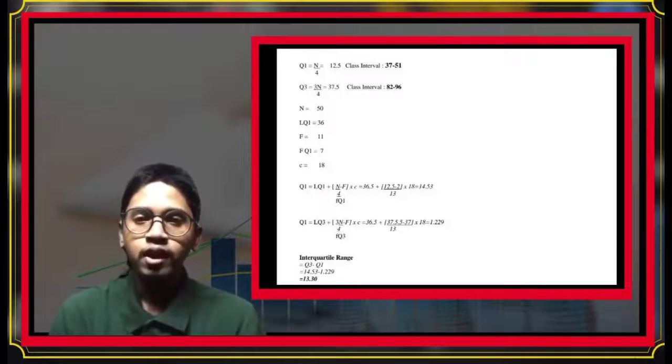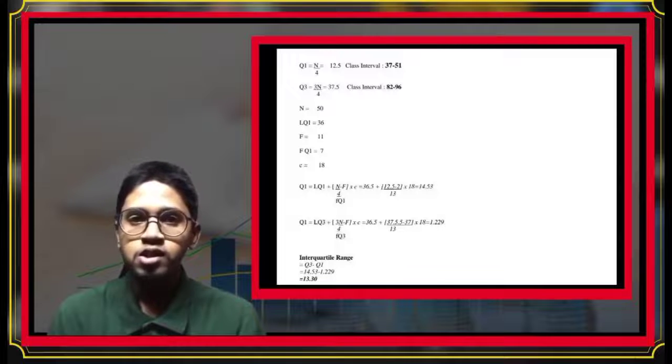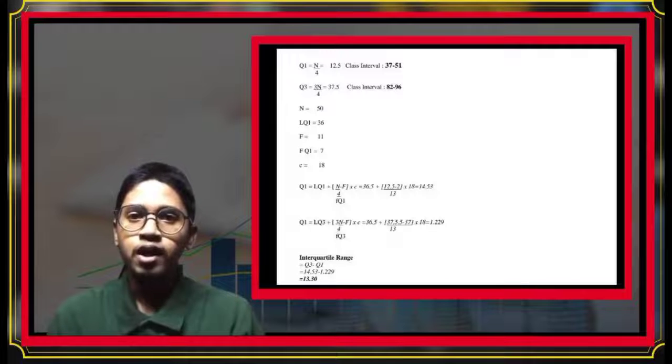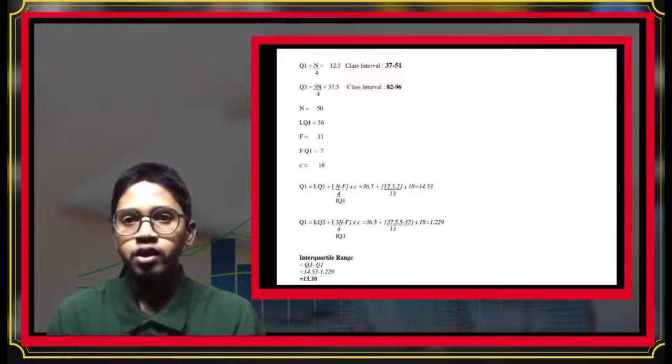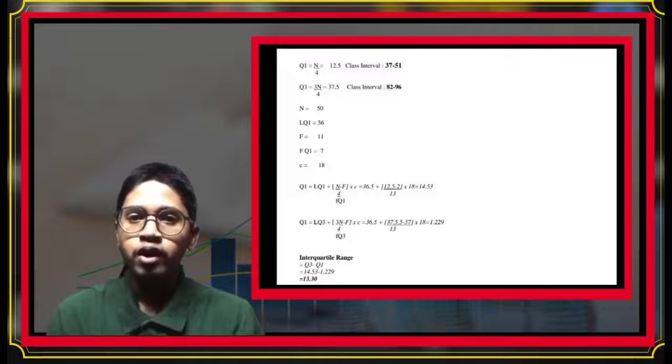For the next quartile, 37.5 must be minus 37 divided by 15 times 18, and we will get the answer 1.229, and the total for the interquartile range for quartile 1 and 2 is 13.30.